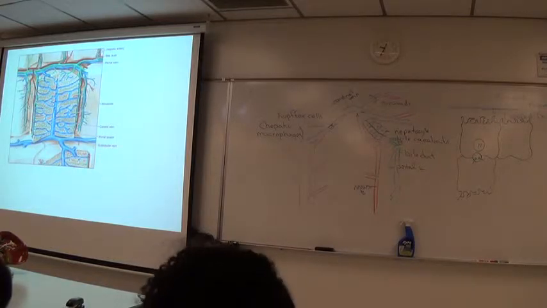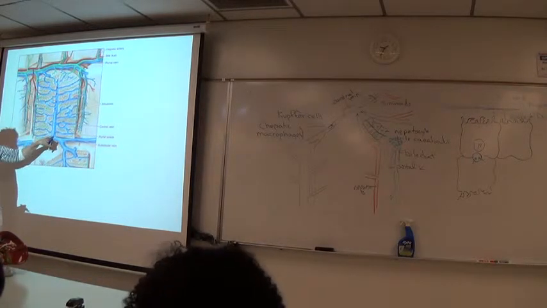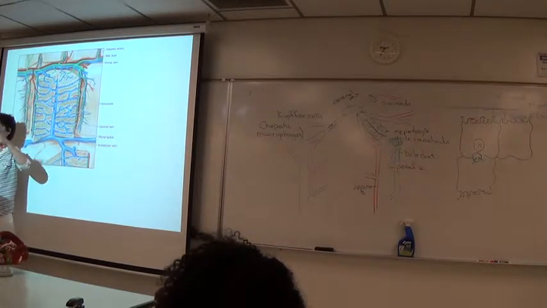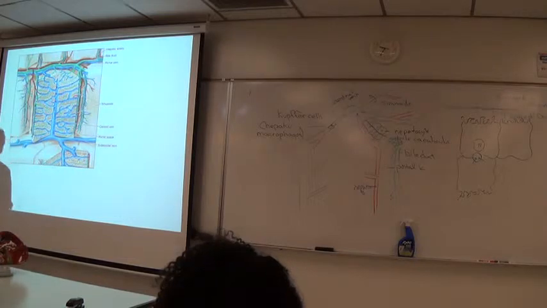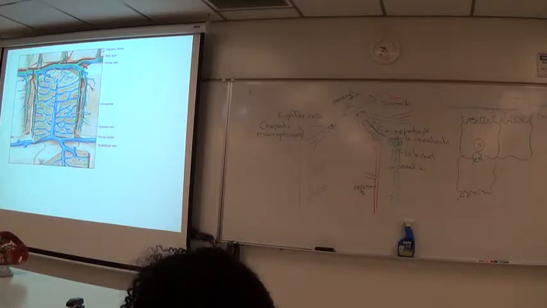So here's another diagram showing the corners with the portal triads, the sinusoids, the central vein. And the central veins are going to empty into larger veins until they finally leave the liver into the inferior vena cava. Anybody remember what those veins are called? They're at the top of the liver. The hepatic vein? Hepatic veins. Okay? So we just left it at portal veins and hepatic veins when we did our cardiovascular system.